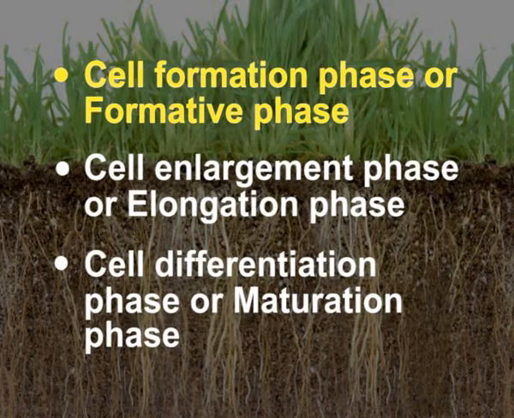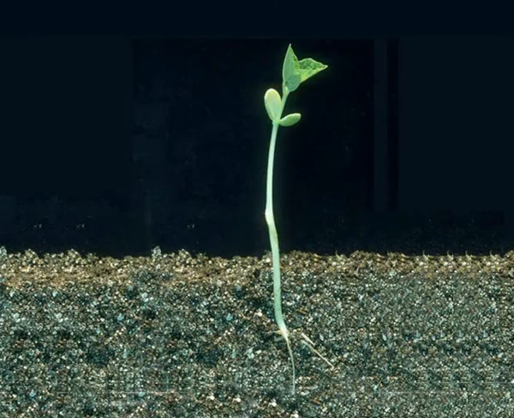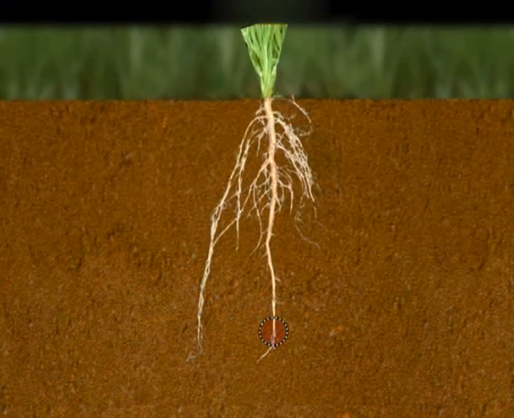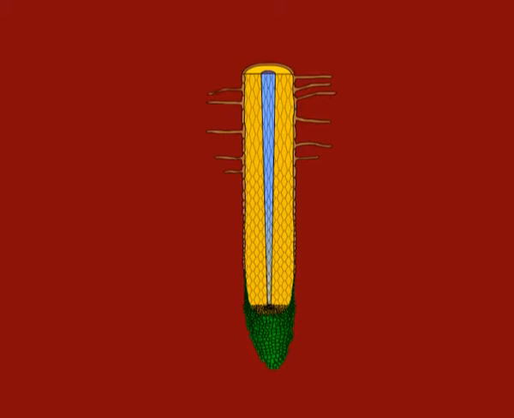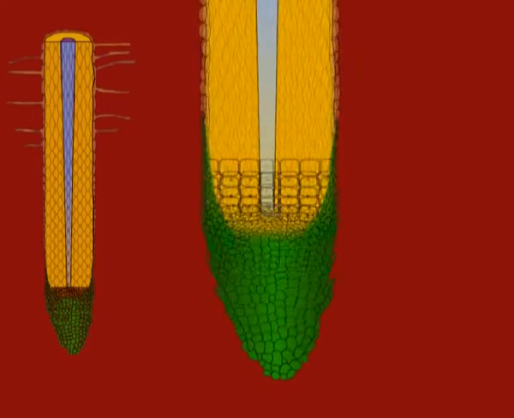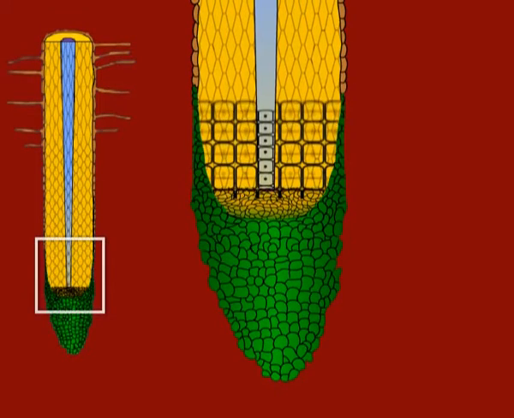During cell formation phase, the meristematic cells divide to form new cells. Division is restricted to the meristematic region, like apical meristems, both at root and shoot tips. The newly formed daughter cells are thin-walled and have dense protoplasm and a large nucleus. The daughter cells have the same number of chromosomes and the same genetic constitution.